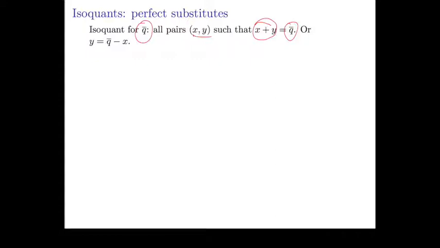Well, if I solve for Y in terms of X, I get Y equals Q bar minus X. So varying Q bar and treating Q bar as a constant, we see that these are just straight lines of slope minus 1. And the vertical intercept is going to be Q bar. So what is the vertical intercept? The vertical intercept tells us if I use only input Y, how much of it do I need to use to produce Q bar units of output? Well, I need to use Q bar units of that input.